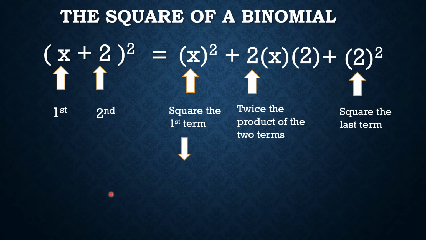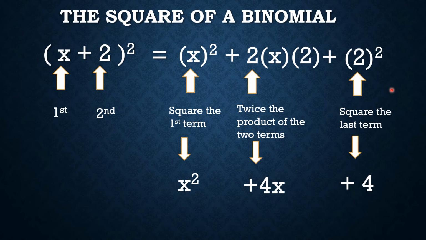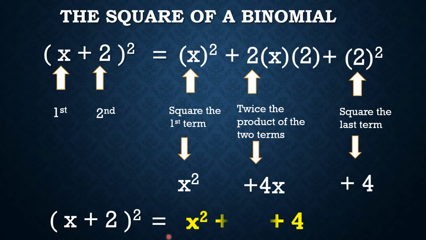Then we simplify this expression. And that gives us x squared. 2 times x times 2. And that is 4x. Then 2 squared is 4. So, ibig sabihin, the square of x plus 2 is equal to x squared plus 4x plus 4.